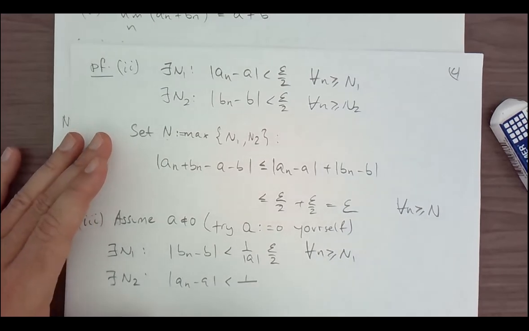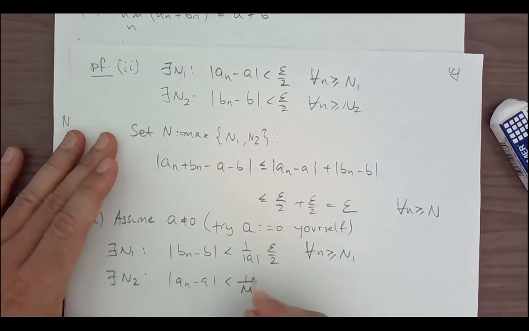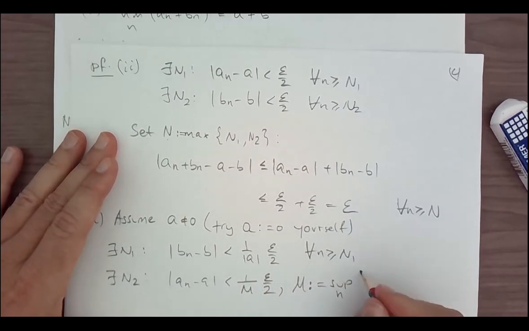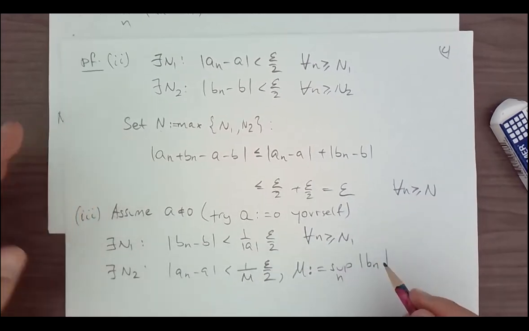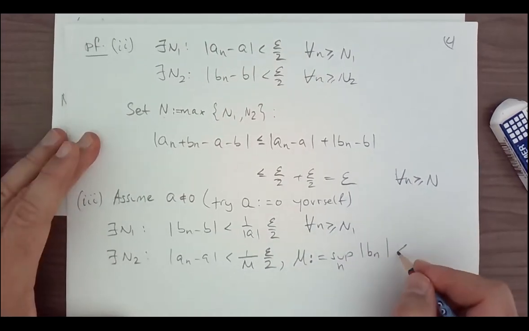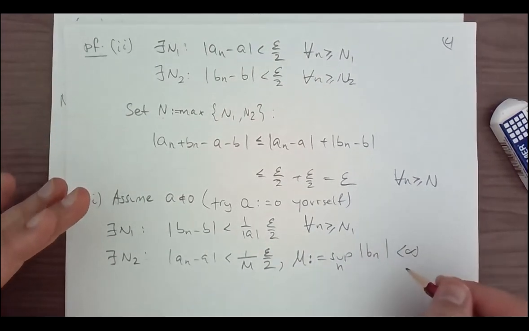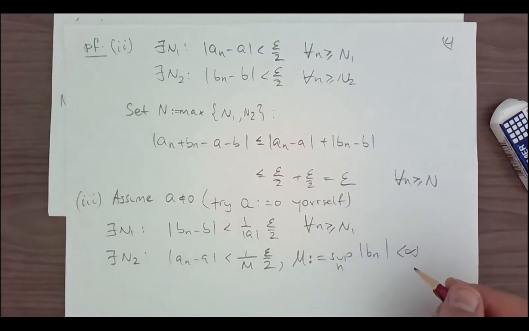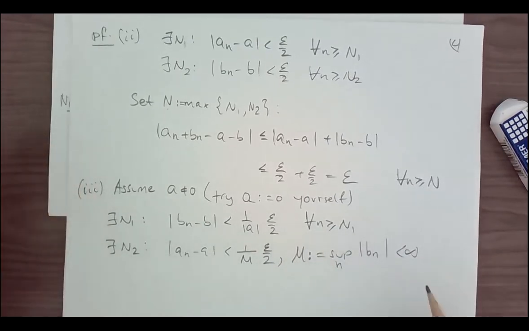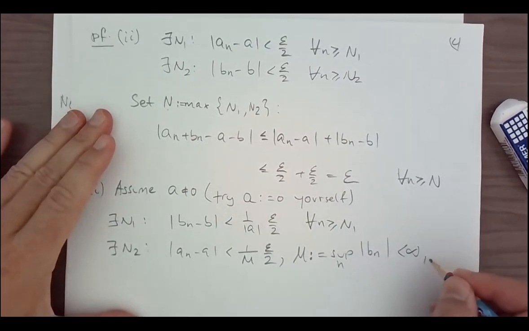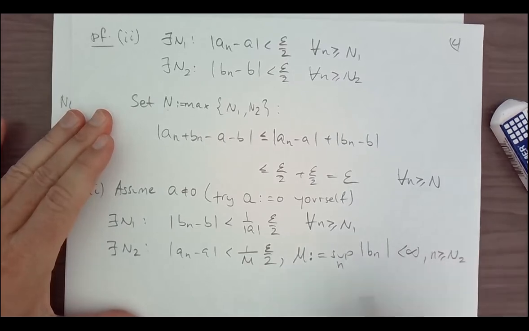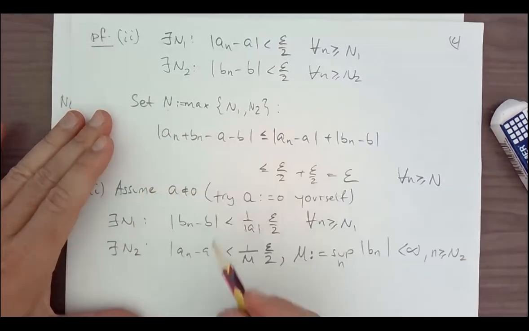1 divided by, let me call it M, epsilon divided by 2, where M is the supremum over the B's. We know that Bn is a convergent sequence, so I know that this supremum here is finite. This is what we just did on the previous page. So I can find these bounds. N here is bigger than N2, and as before, we put N to be the maximum.